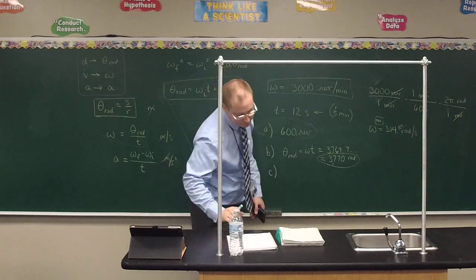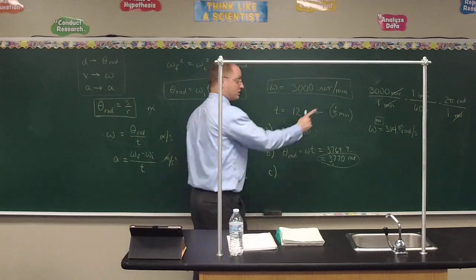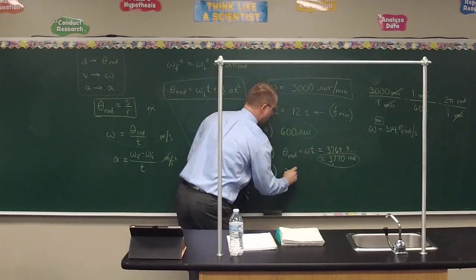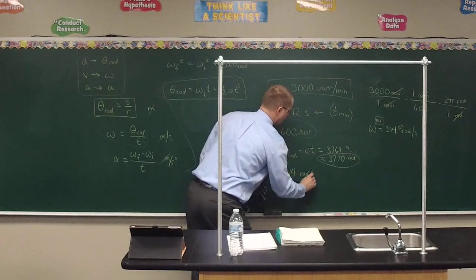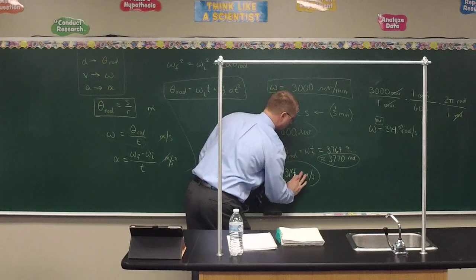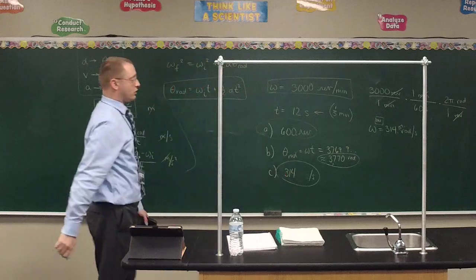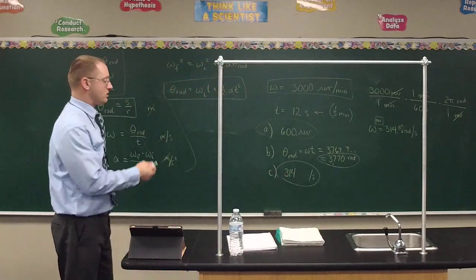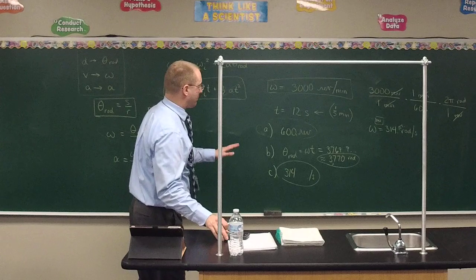Letter C, find the angular velocity in radians per second. We did that. It's in the memory of our calculator still. 314 radians per second. Or again, if you want to just say per second, you could do that as well, though they did say radians per second, so it's not a problem to say radians per second there.